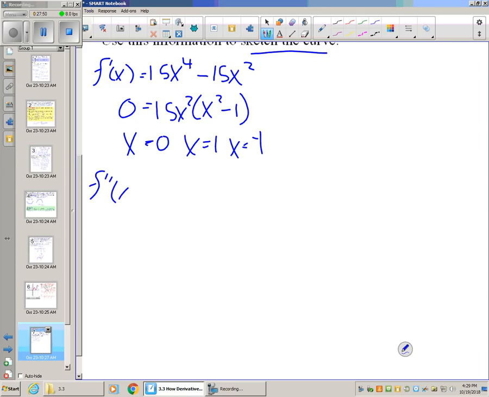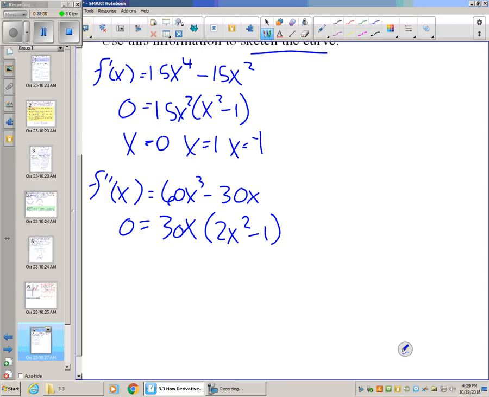So f double prime of x equals 60x cubed minus 30x. Solving for this, we have 30x times (2x squared minus 1), so x equals 0 and x equals plus or minus the square root of 1/2. All right? So here we have critical points. Here we have inflection points. Okay?